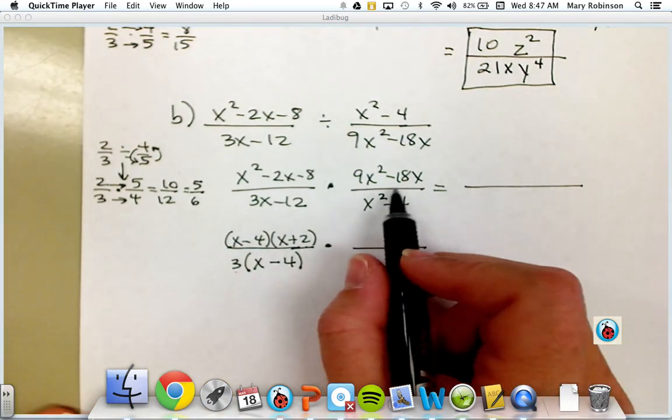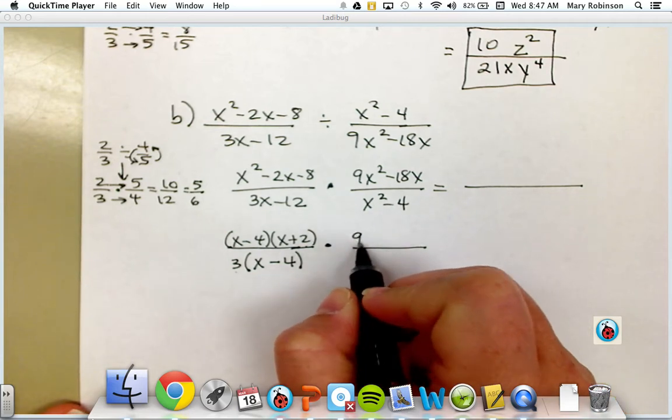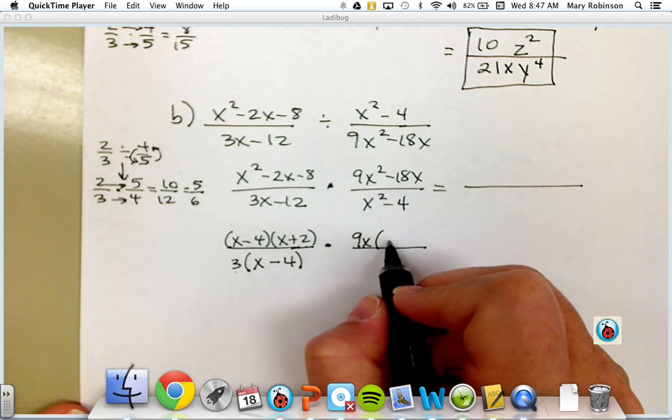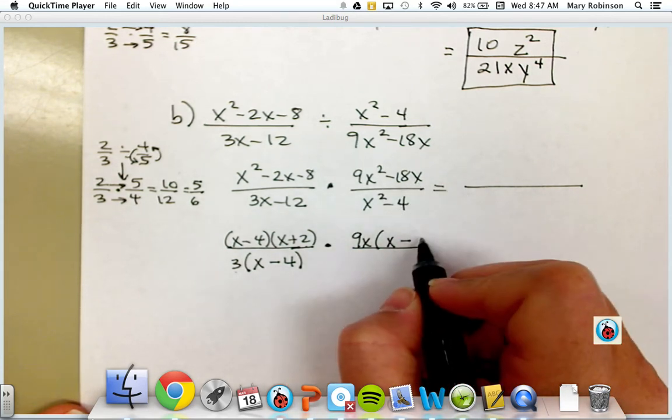On top here, I notice that they're both divisible by 9, and they both have an x. So I'm going to take out a 9x. 9x times what gives us 9x squared? We would need x. 9x times what gives us 18x? We would need 2.